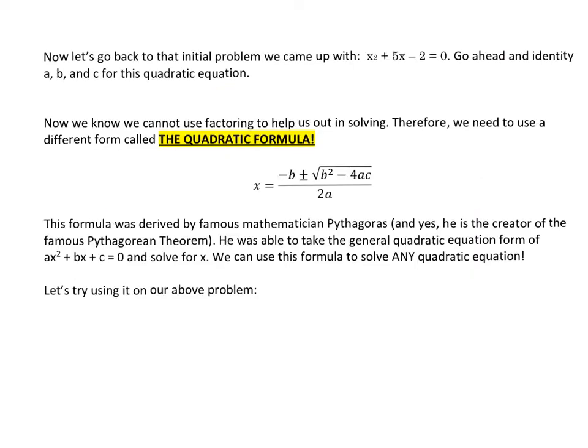Now that we've approached that type of problem, let's go back to that initial problem we came up with: x squared plus 5x minus 2 equals 0. Let's go ahead and identify a, b, and c for this quadratic equation. So go ahead on your paper in front of you, label a, b, and c.